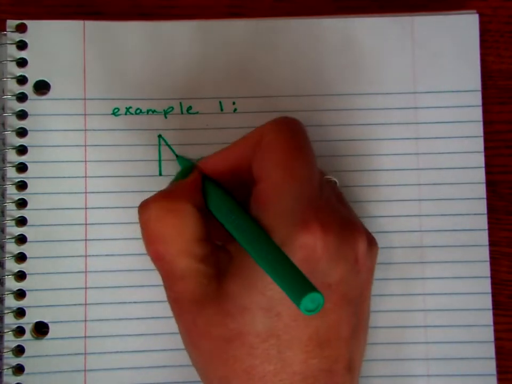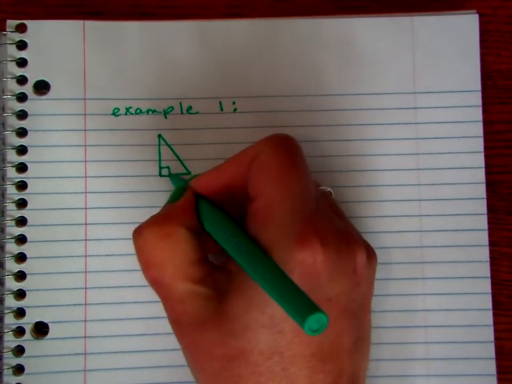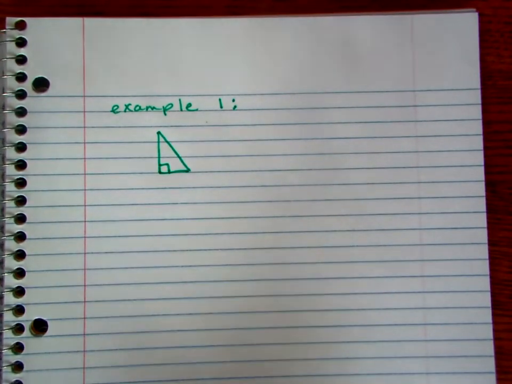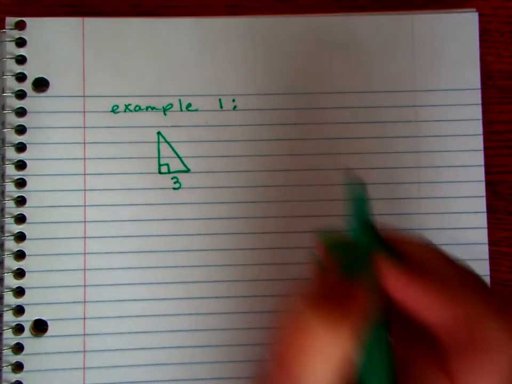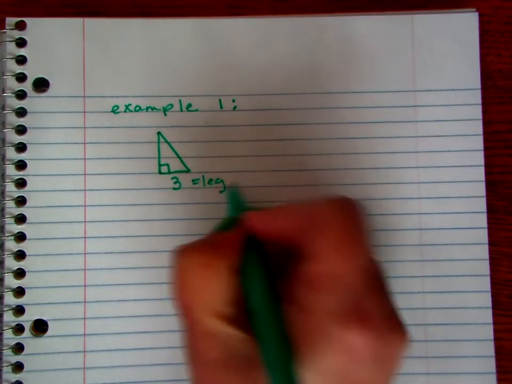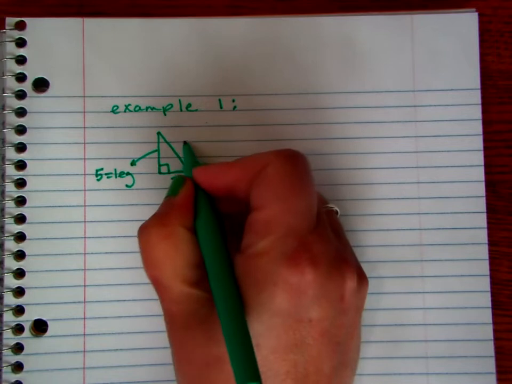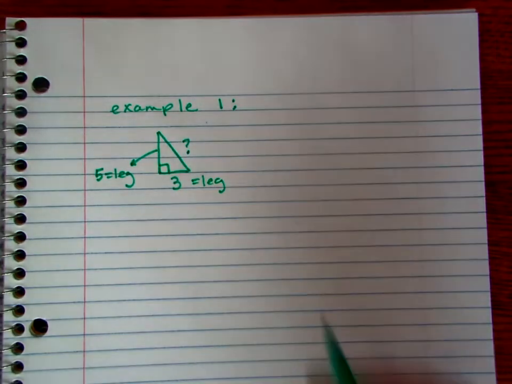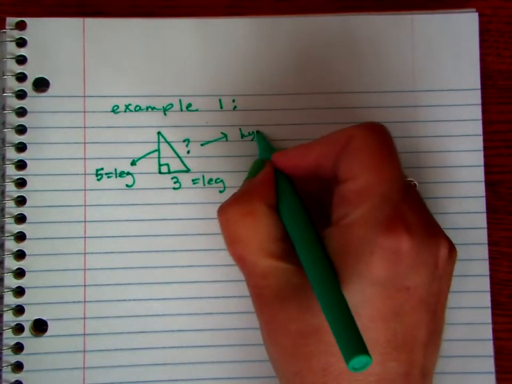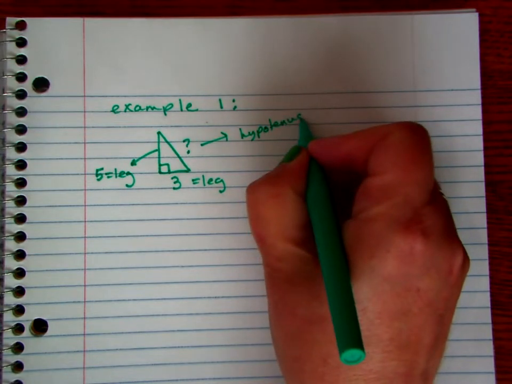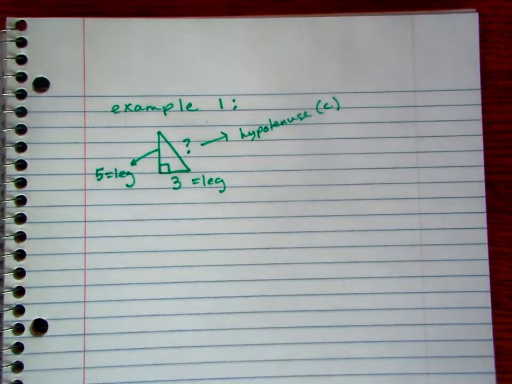So the first example is just a regular old right triangle. And it's a right triangle because we'll see that it has a right angle here. Okay. And one side is 3, one of the legs. And the other leg is 5. And we don't know the hypotenuse. Okay. So hypotenuse, or c, we don't know. Okay. So we know that one side is 3 and the other side is 5.